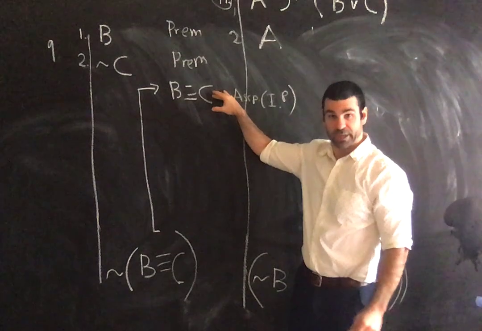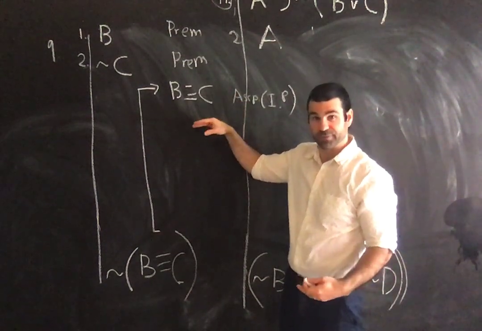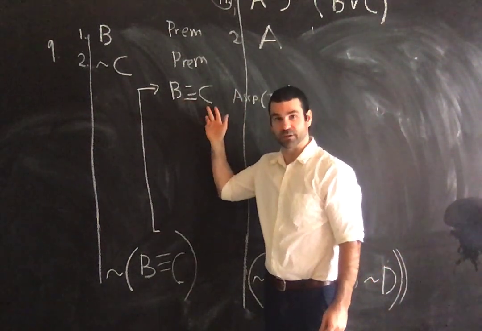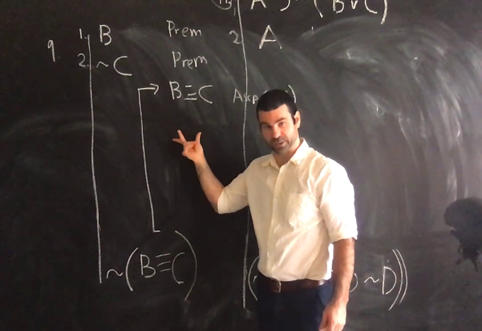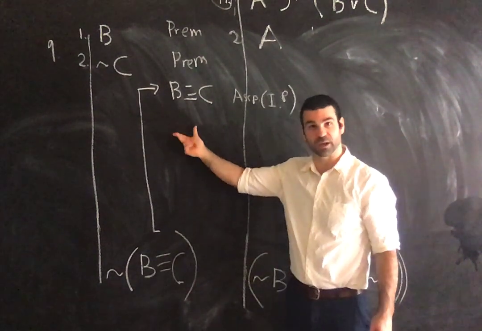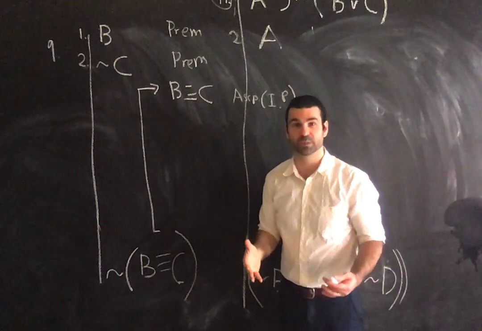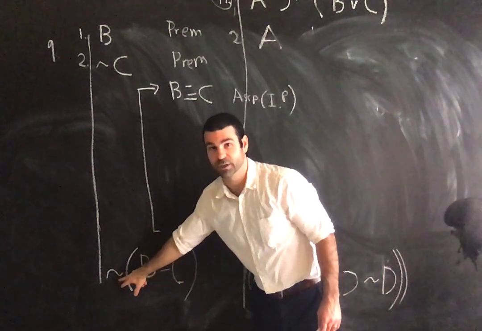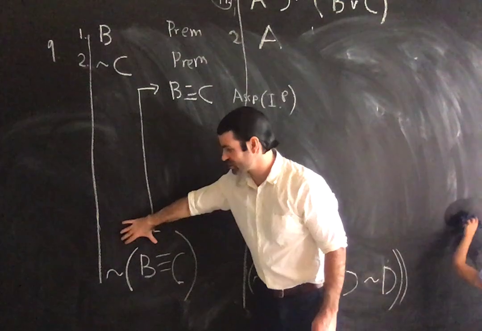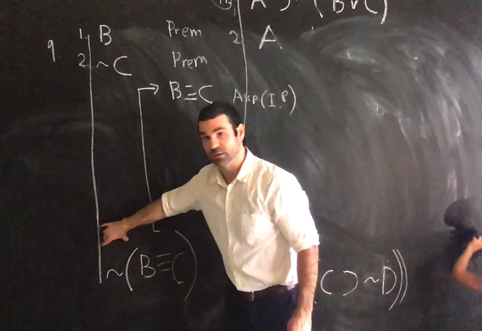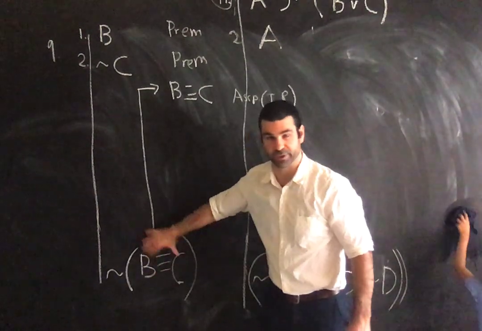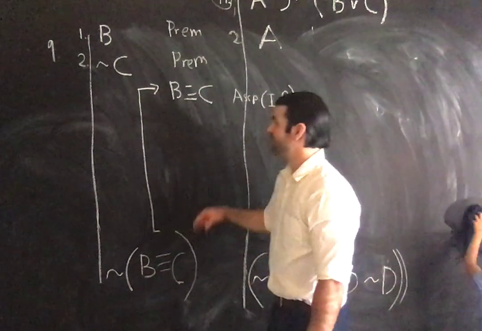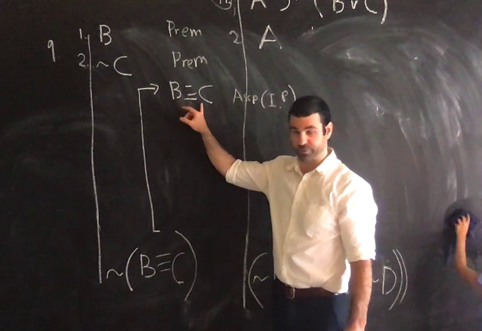I've got as a formula now that I can play with and use and derive things from, B biconditional C, right? I use biconditional exchange and I get a conjunction. From a conjunction, I can simplify, right? So much easier than trying to deal with the biconditional exchange within a negation, with the whole thing negated. Right? This is going to be much, much simpler to work with.